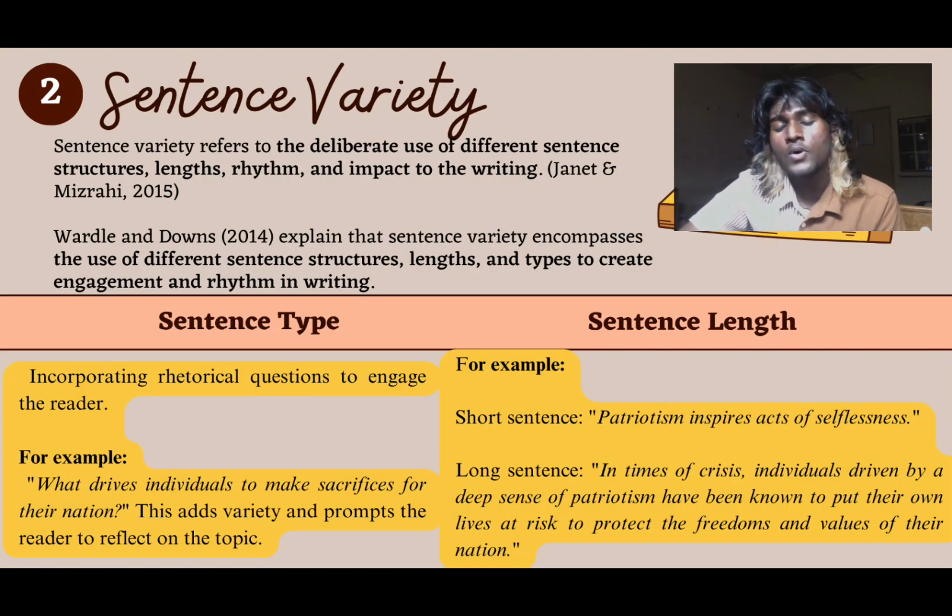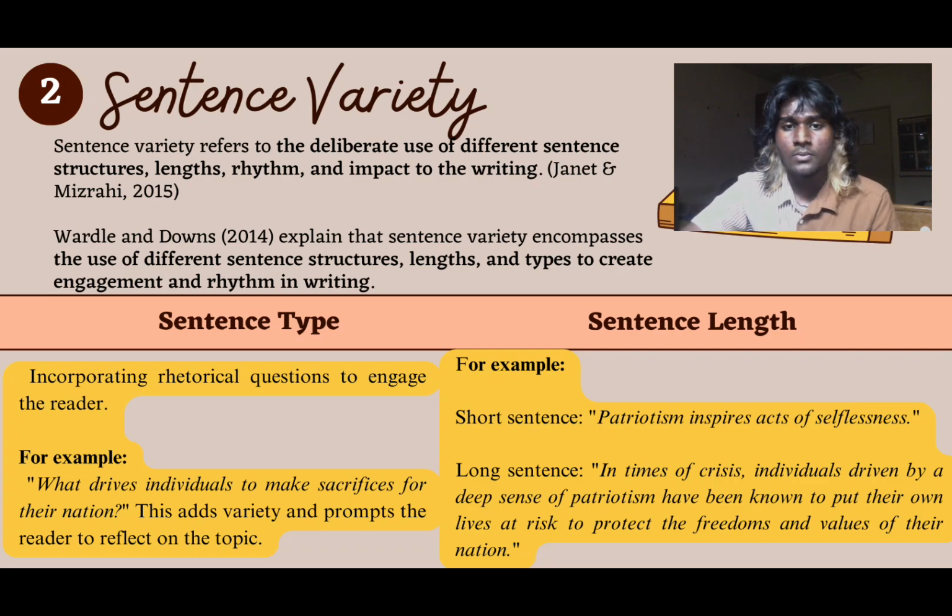So next, we move on to sentence variety. Sentence variety refers to the deliberate use of different sentence structures, lengths, rhythm, and impact to the writing, according to Janet and Mizrahi. On the other hand, according to Waddell and Downs, sentence variety encompasses the use of different sentence structures, lengths, and types to create engagement and rhythm in writing. So we have two types here: sentence type and sentence length.